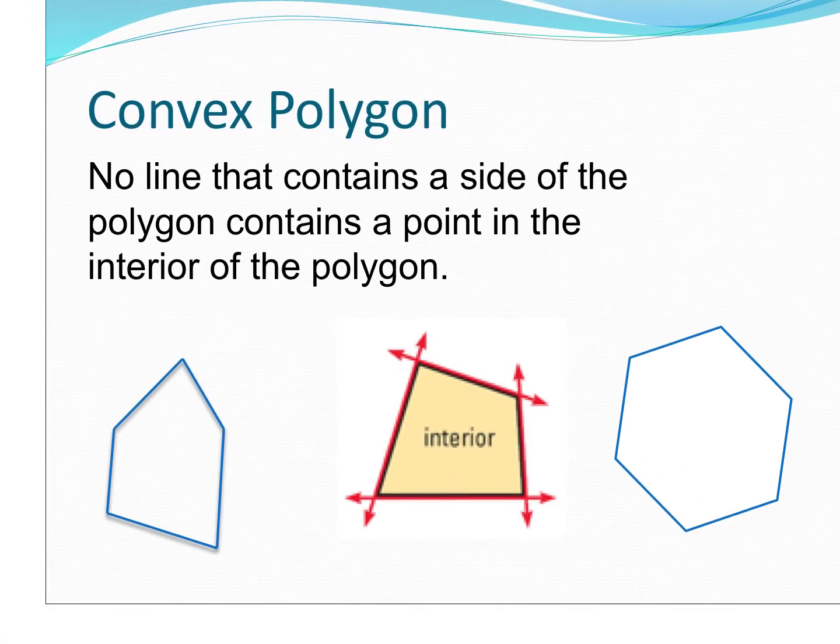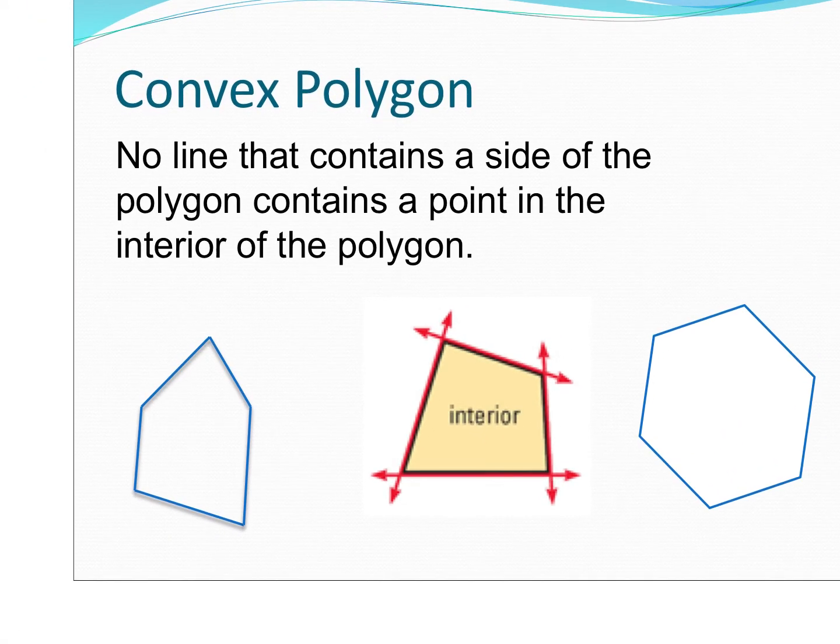So a convex polygon has no line that contains a side of the polygon and contains a point in the interior of the polygon. So for example, if I were to highlight the inside of this polygon, and then if I were to draw a line on top of any of the sides, this red line that I'm tracing over this side does not go into the green portion. Or if I trace it over this side, notice it never enters into the interior, making this polygon convex.